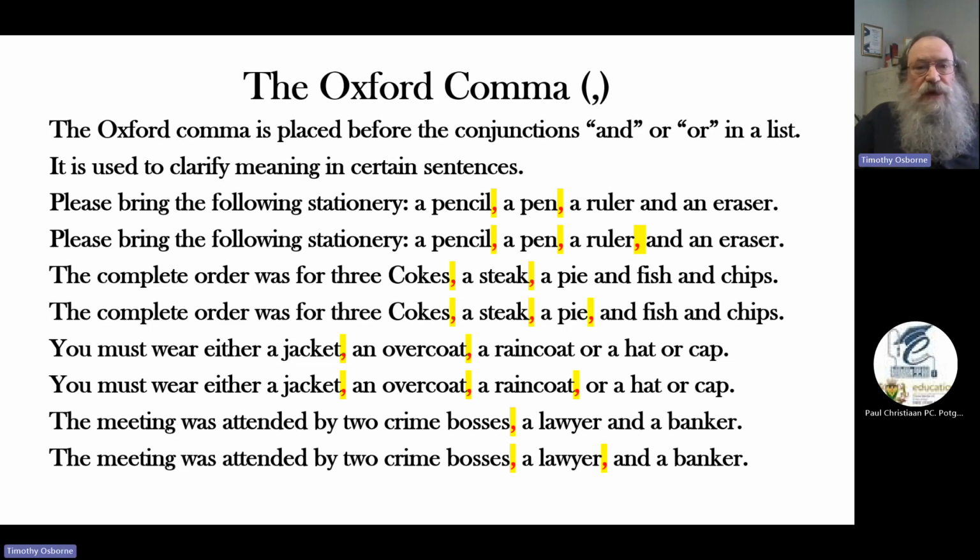The complete order was for 3 Cokes, a steak, a pie, and fish and chips. Now, I would regard that sentence as definitely requiring an Oxford comma. Let's put it in quickly. Okay, the complete order was for 3 Cokes, a steak, a pie, comma, and fish and chips. Because otherwise you've got and together, because fish and chips goes together, but it doesn't go with the pie. Okay, so if you leave out the Oxford comma there, you'd get a pie and fish and chips being ordered by one person, and that's not how it works.